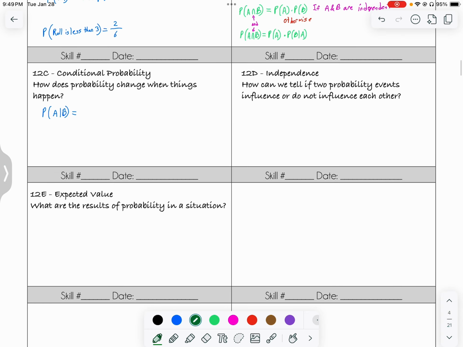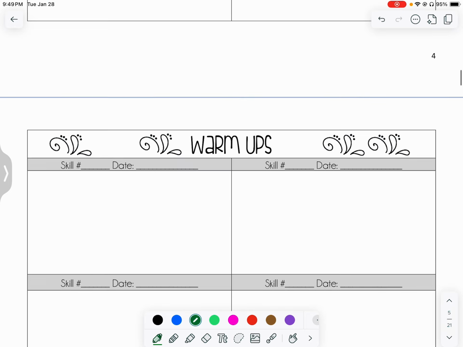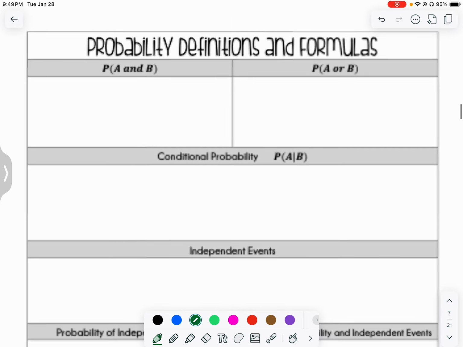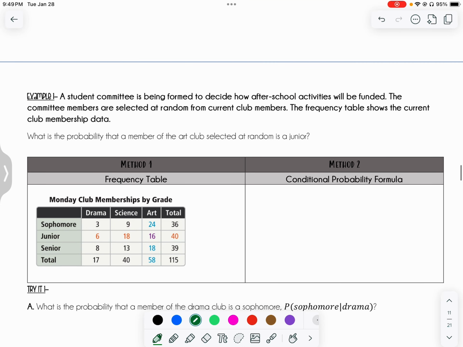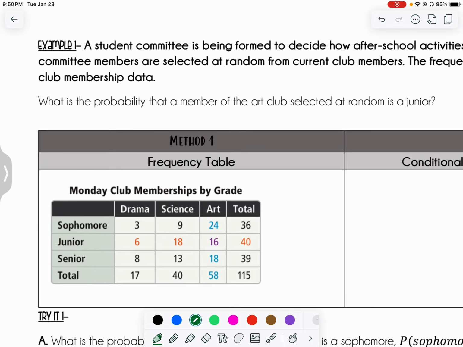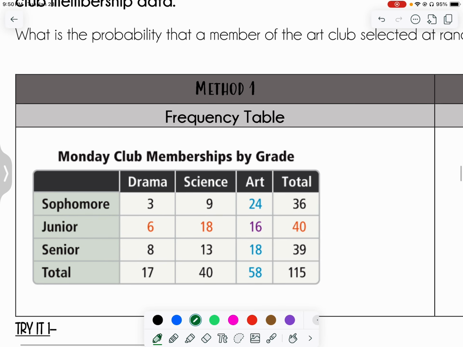All right. Let's turn the page. We're going to go to page, I believe, 11. Yep, right to the top of page 11. Now, a student committee is being formed to decide how after-school activities will be funded. The committee members are selected at random from current club members. The frequency table shows the current club member data. So if we take a look at this frequency table, this is also called a two-way table.